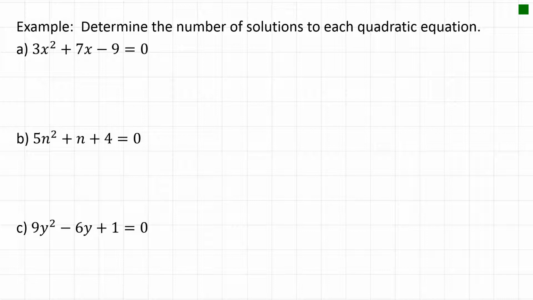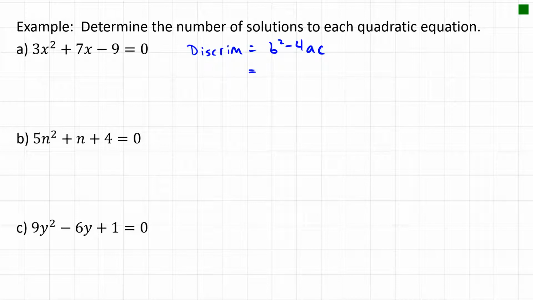In this example, all we're asked to do is to determine the number of solutions to each quadratic equation. So that's what we'll do. To do that, we're going to calculate the discriminant, which is b squared minus 4ac. You don't have to have anything special memorized. You just have to remember that this is the thing underneath the square root in the quadratic formula. You just have to look to the quadratic formula and find the terms underneath the square root symbol.